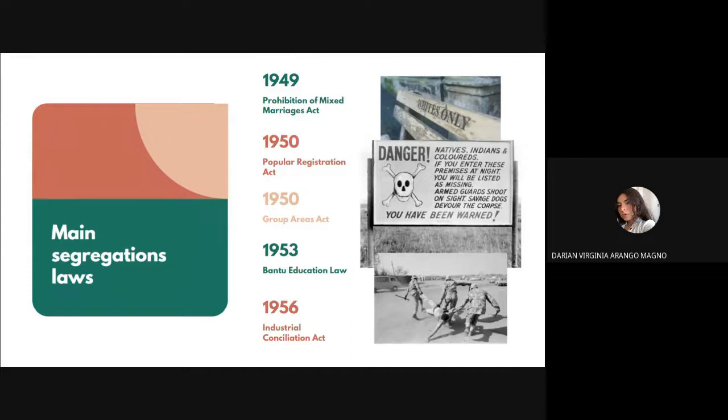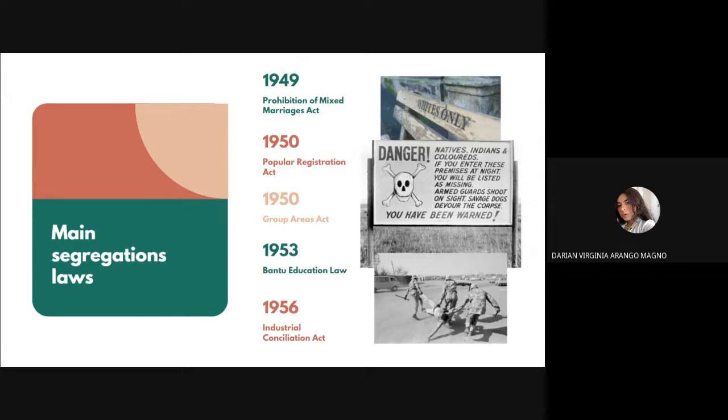Okay, below we will mention the main segregation laws. The first one is the Mixed Marriages Act of 1949, which prohibited marriage between whites and members of the other groups. This law punished both those who contracted marriages and the officials who performed them.